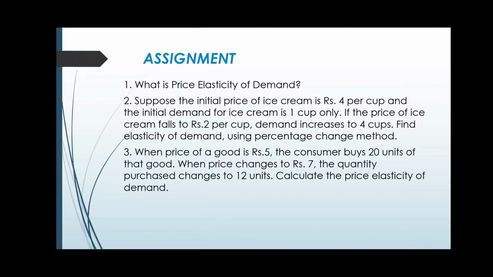The next question is, when price of a good is rupees 5, the consumer buys 20 units of that good. When price changes to rupees 7, the quantity purchased changes to 12 units. Calculate the price elasticity of demand. So these are your homework. You need to do it, and that is it for today.